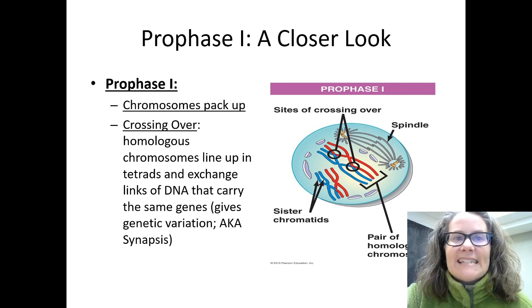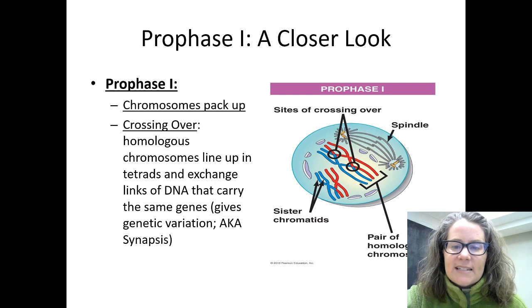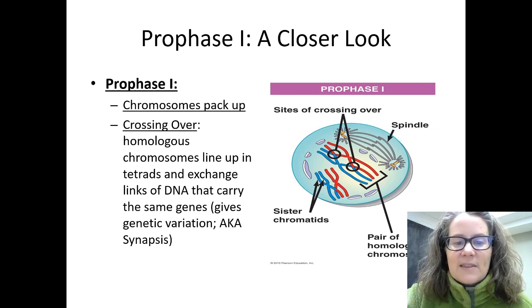Meiosis 1 is going to have the same order of steps. They're just going to have a 1 after them. So prophase 1, prometaphase 1, metaphase 1, anaphase 1, and telophase and cytokinesis 1. And then we'll do the same thing for round 2. Right away in prophase 1, in meiosis 1, you have something that happens that is very different. It's called crossing over. This is where the homologous chromosomes line up in tetrads.